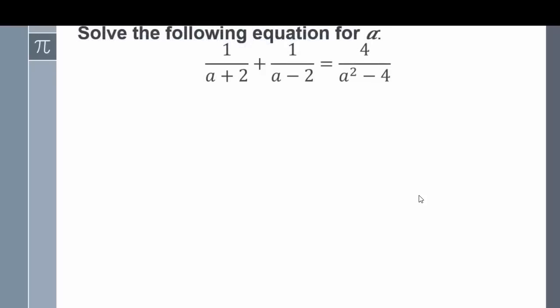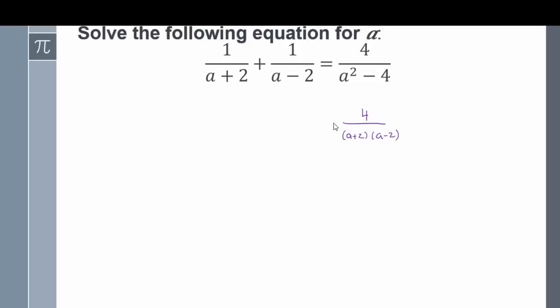In this equation, we have to solve for a. We have 1 divided by a plus 2, plus 1 divided by a minus 2, is equal to 4 divided by a squared minus 4. A squared minus 4, I notice, is the difference of perfect squares, so I can factor into a plus 2, a minus 2.